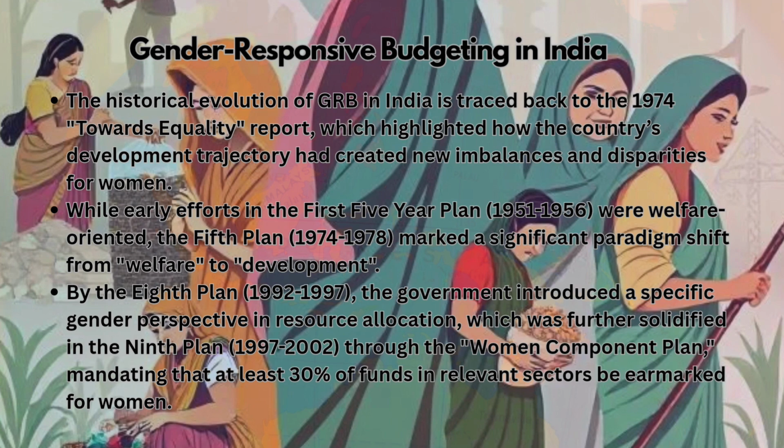While early efforts in the first five-year plan, 1951 to 1956, were welfare-oriented, the fifth plan, during the period 1974 to 78, marked a significant paradigm shift from welfare to development. By the eighth plan, 1990 to 97, the government introduced a specific gender perspective in resource allocation, which was further solidified in the next plan, the ninth five-year plan of 1997 to 2002, through the women component plan mandating that at least 30% of funds in relevant sectors be earmarked for women.